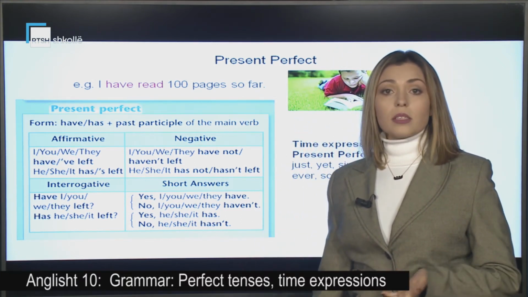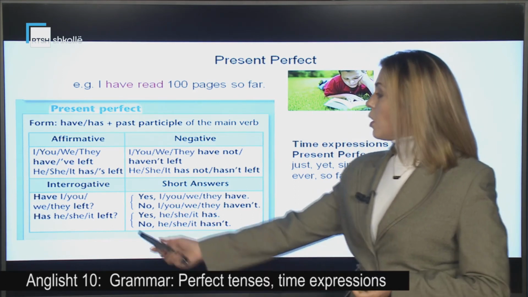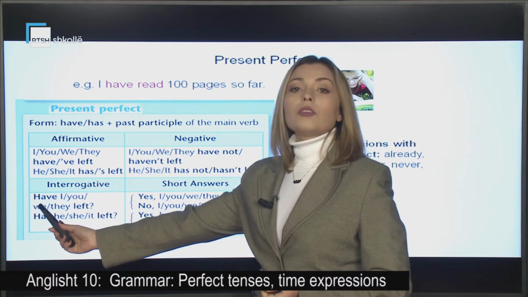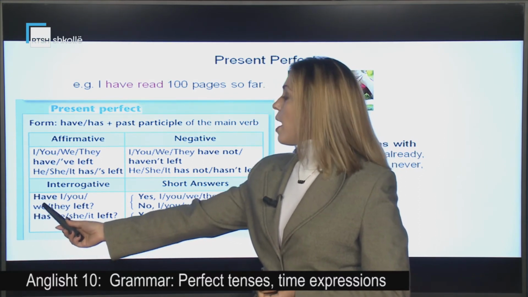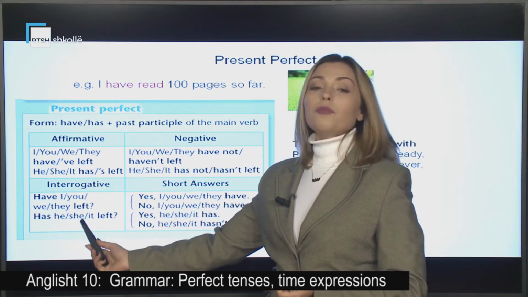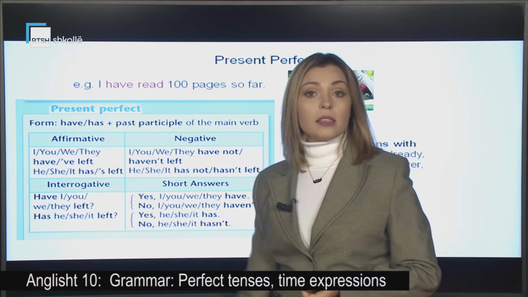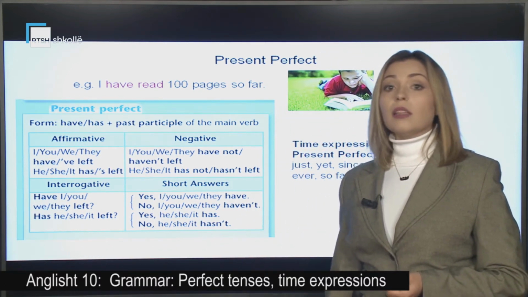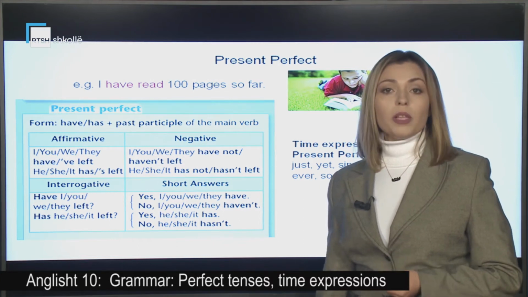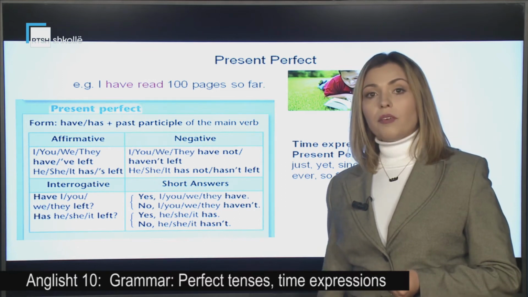If we want to ask a question, so the interrogative form, what do we do? We put the auxiliary verb have in the beginning. So, have I left? Have you left? Has he left? Has she left? Has it left? Have we left? Have you left? Have they left?